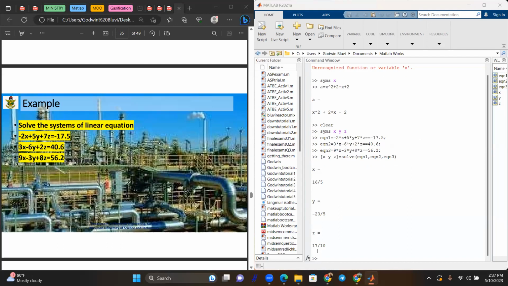And then one thing about MATLAB is that the symbolic toolbox gives answers in terms of fractions. You have to activate a function before you can get the answers as decimals.